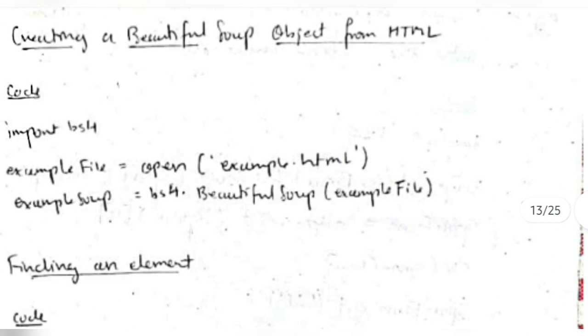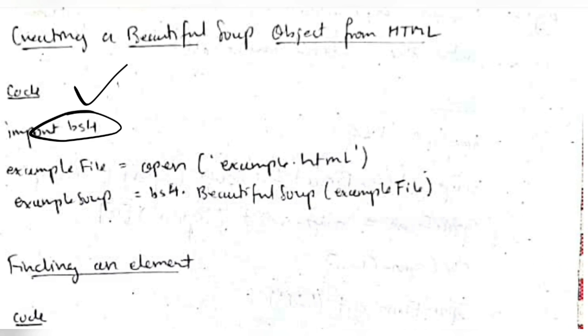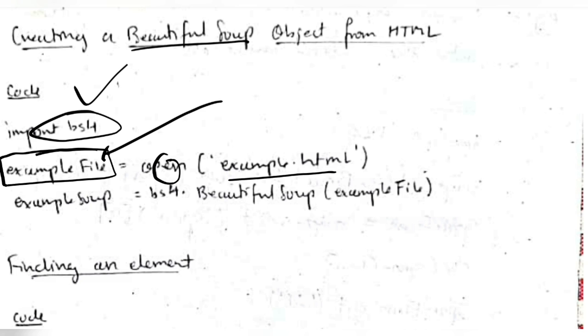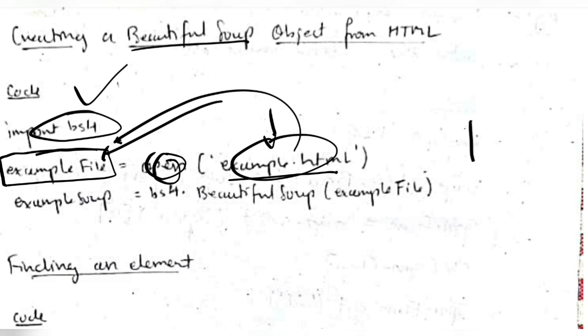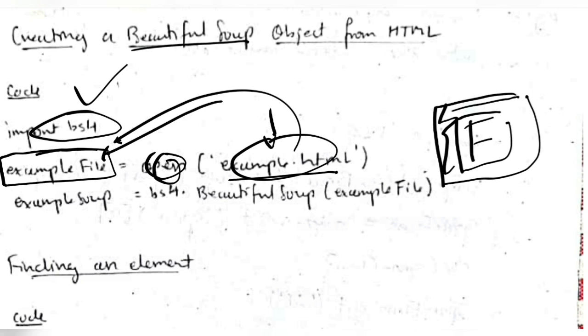Creating a Beautiful Soup object from HTML. So import bs4 for importing this module. Then the example file, here you will be having the file object. Okay, see, we are not directly working on the file, we are working on the file object. So we have to open the HTML file here. Type the website here, then it will open the HTML file. That file should be converted to an object. Now this is an object, and every operation happens on the object, not on the file. Okay, now you have the object.